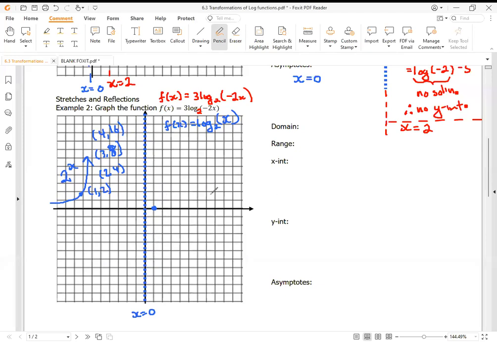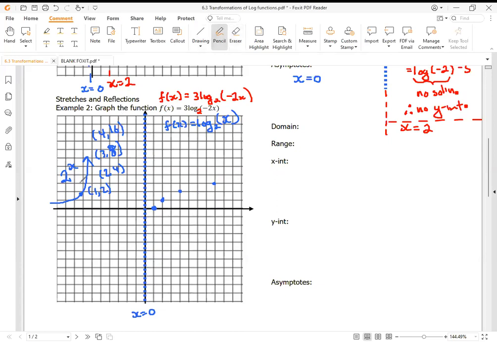So my logarithmic curve would be (2, 1), (4, 2), (8, 3), and (16, 4), which is way too far. So I'm just going to leave it at that.